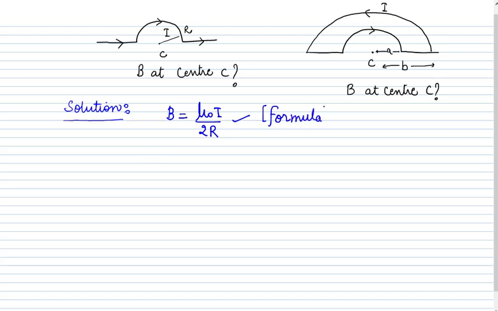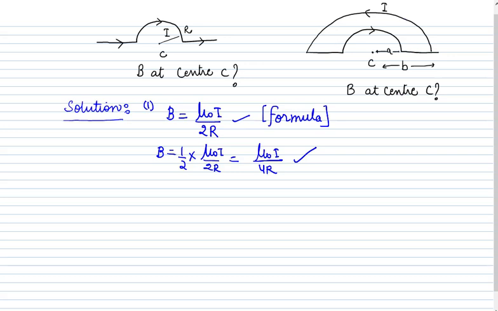Now we are given a semicircle, so we'll just take half. This is half of a full circle, mu naught I upon 2r. So directly you will get the formula B is equal to mu naught I upon 4r. That is the correct option, and this is done very easily if you remember this formula. So the first part we have done for this loop. Now second we have to move on with this loop.